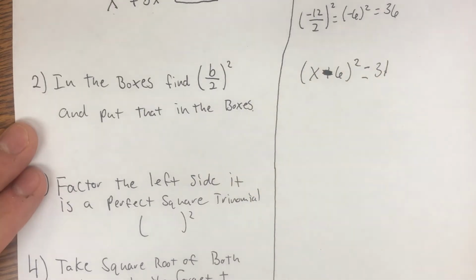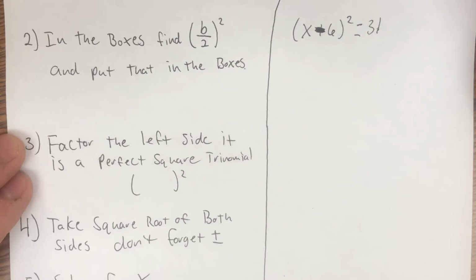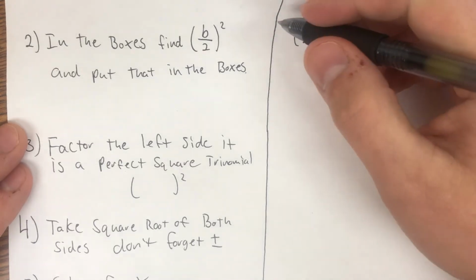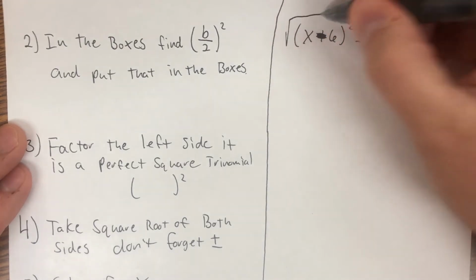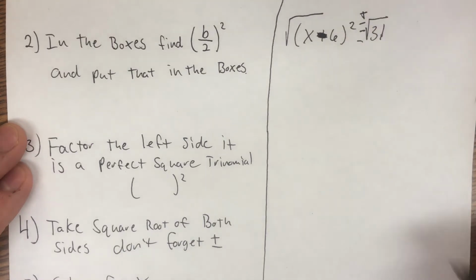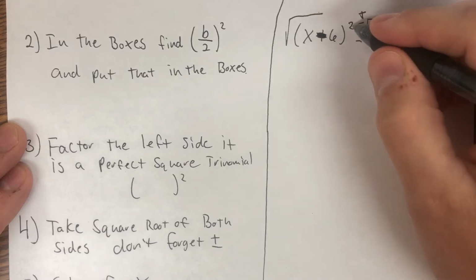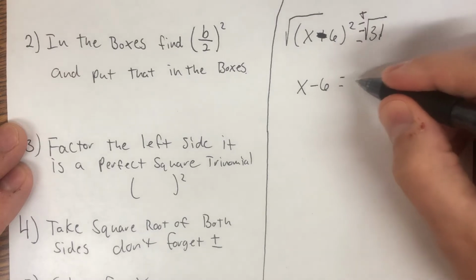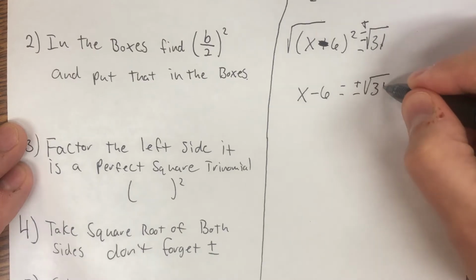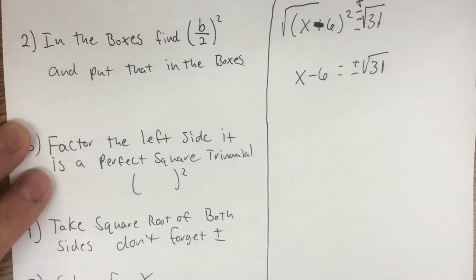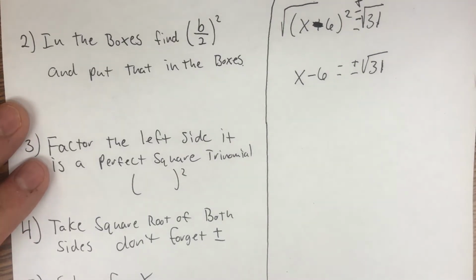Next step is going to be to take the square root of both sides. Don't forget the plus and the minus. So when I take the square root of both sides, plus and minus. On the left side, the square root cancels the squared, and I'm left with x minus 6 equals plus or minus the square root of 31. Now, we don't know what the square root of 31 is, so we're going to have to get that as a decimal. We will do that at the end.